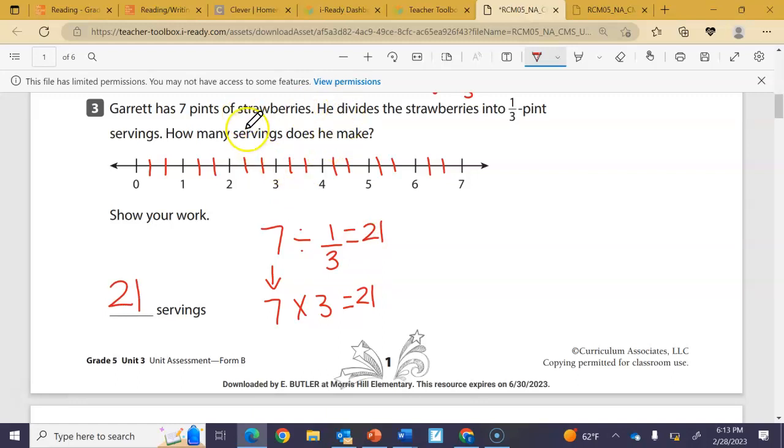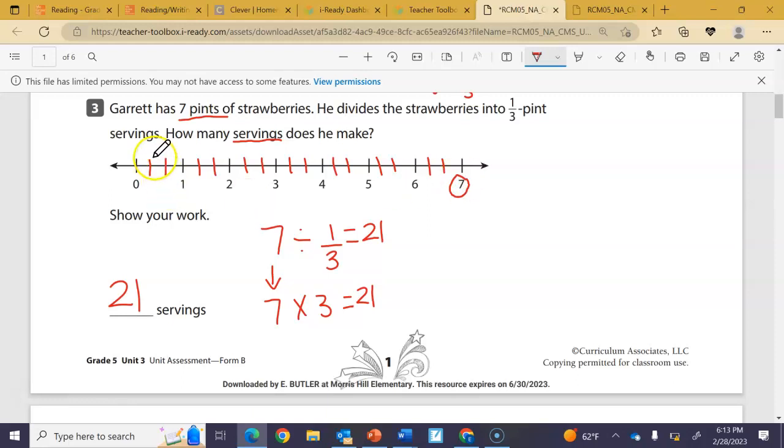All right, so in order for us to figure out how many servings we need to make, we need to first consider the facts, okay? If they're asking how many servings we're going to make, are they asking us for a fraction? No. So if they're not asking us for a fraction, then we know that 7 must be our total, or whole number, okay? So 7 right here is our total amount of pints of strawberries, okay?